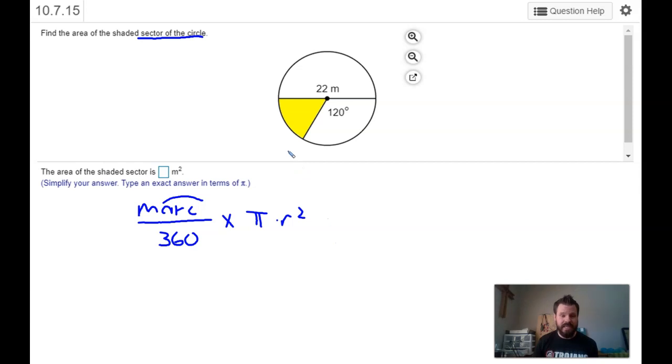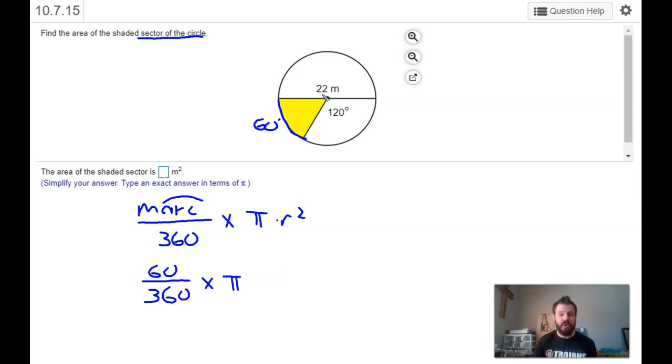Okay, so in this case, we need the arc measure of this yellow part here. Well, if this chunk we don't need is 120, if I go 180 minus 120, that'll give me 60 degrees. That's the measure of the arc made by the shaded sector. So I'll go 60 over 360, and then times pi times the radius squared.